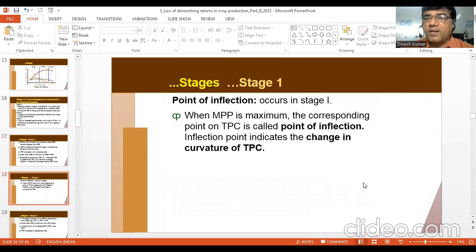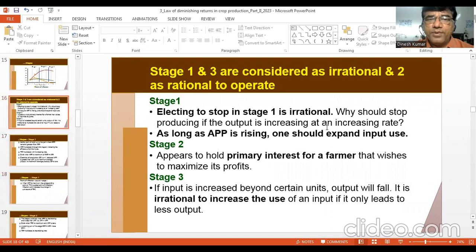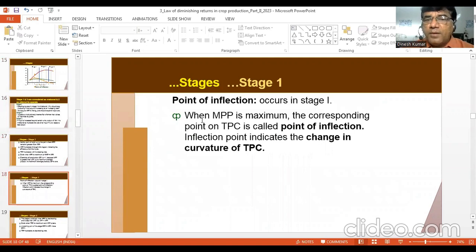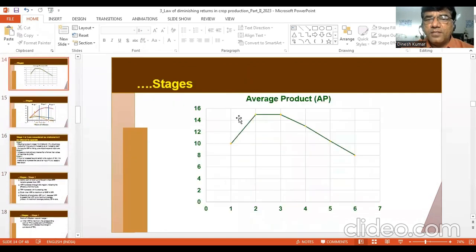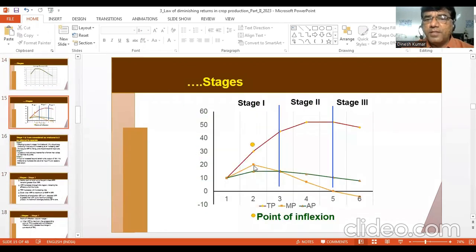Now, the point of inflection occurs in stage 1. I have shown you the point of inflection here. This is the point of inflection, when marginal physical product is maximum. So you can see it is maximum here, this marginal physical product. So on the TPC curve or TP curve, the point corresponding to maximum marginal product is your point of inflection, where your MP is highest.